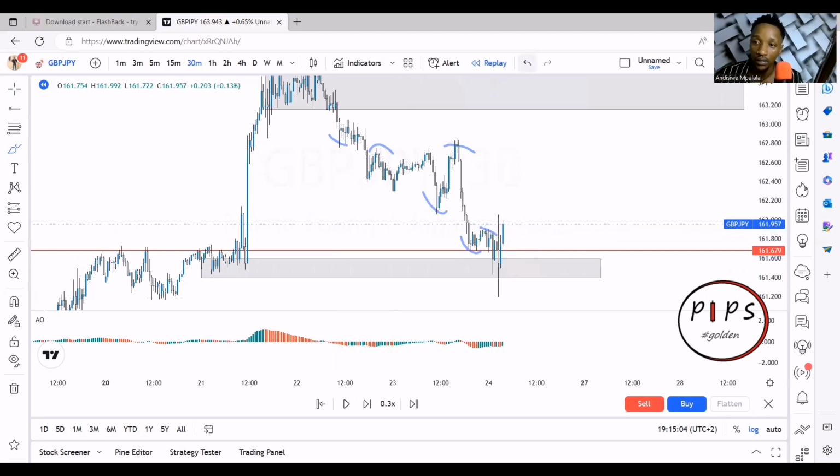Instead of price doing that, price broke this level right here.